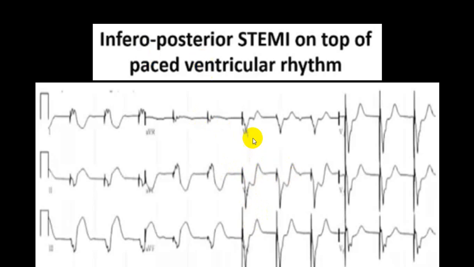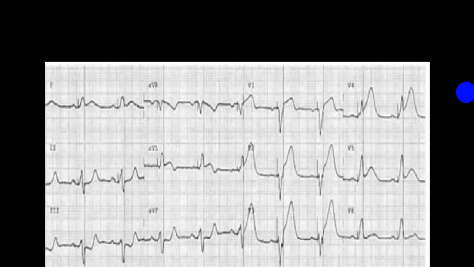Right from V1 till V6, you are having an ST depression. And you can even say that at this particular point, there is a Cabrera sign. So you can utilize that.